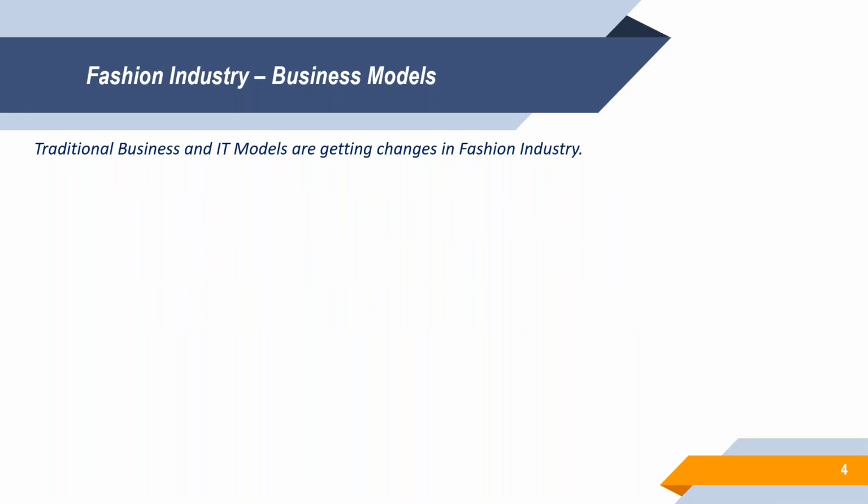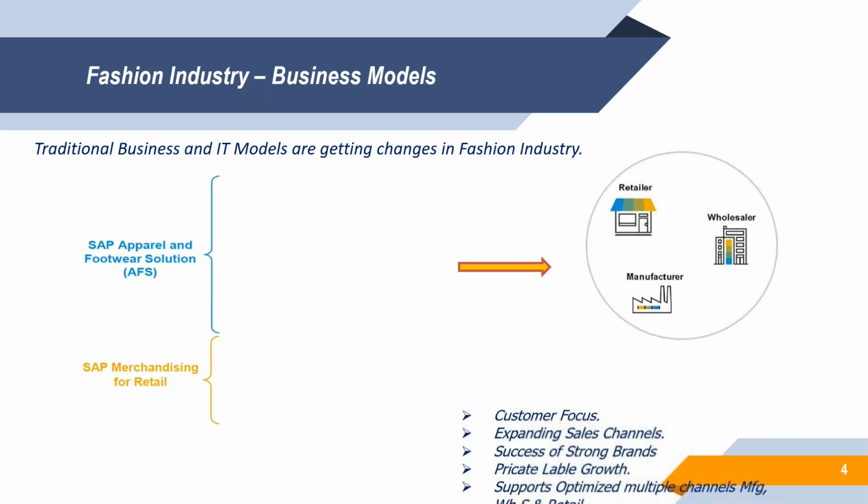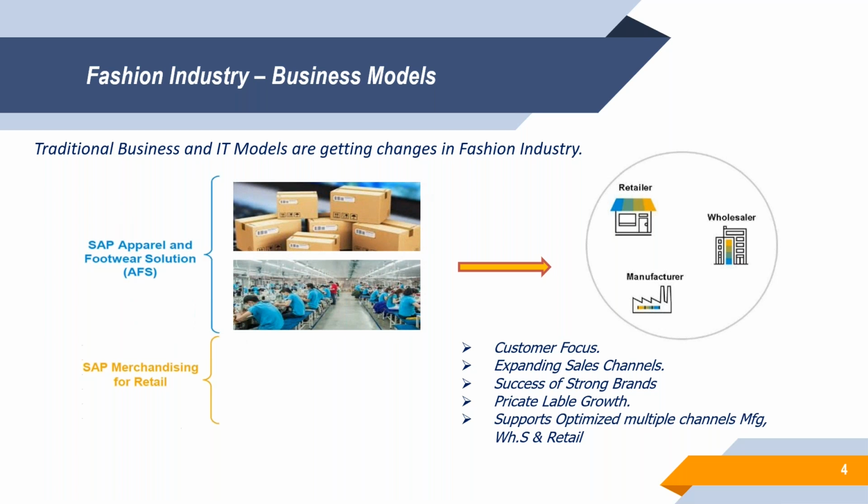So let us see the business models of the fashion industry. If you can see here, the traditional business models, or say the IT models, are changing in the fashion industry. Earlier, we used to have one single system to cater to the requirements of the apparel, or say AFS industry, like wholesale and manufacturing functionalities.